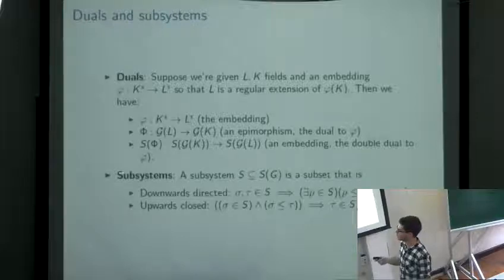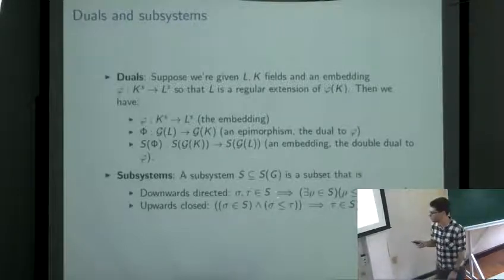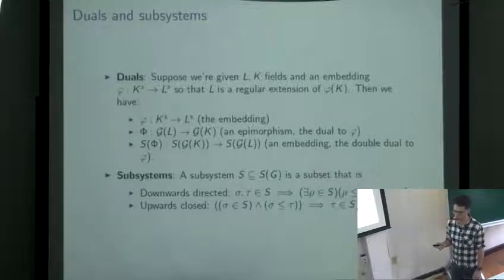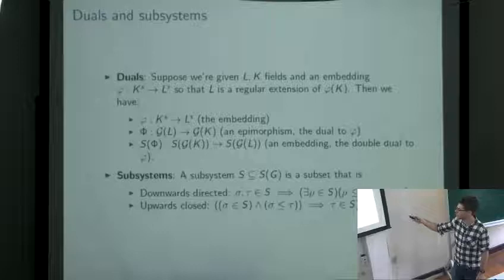Now, subsystem: this would be the appropriate notion of substructure if the language was different. A subsystem S you should think of as a substructure up to an appropriate choice of the language. What it means is that it's downwards directed and upwards closed in the preorder. In particular, it's closed under equivalence because this says less than or equal to. So you close under all the equivalence classes, and then you make sure that you're directed downward.